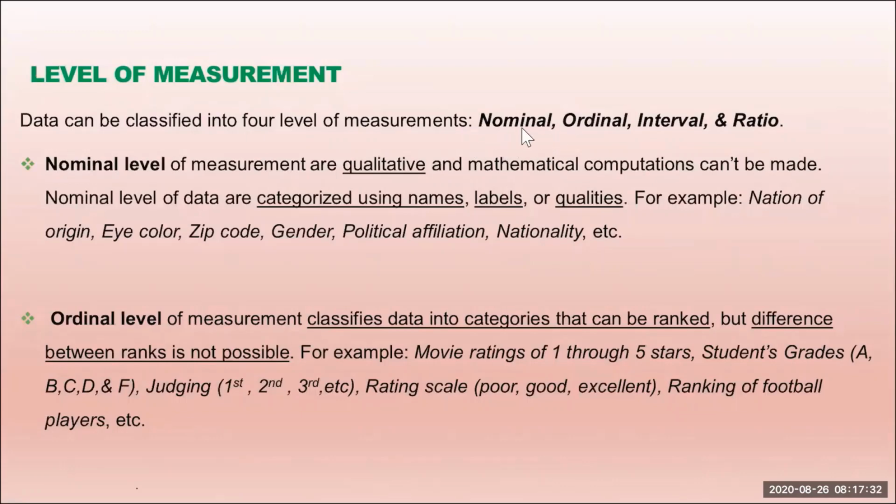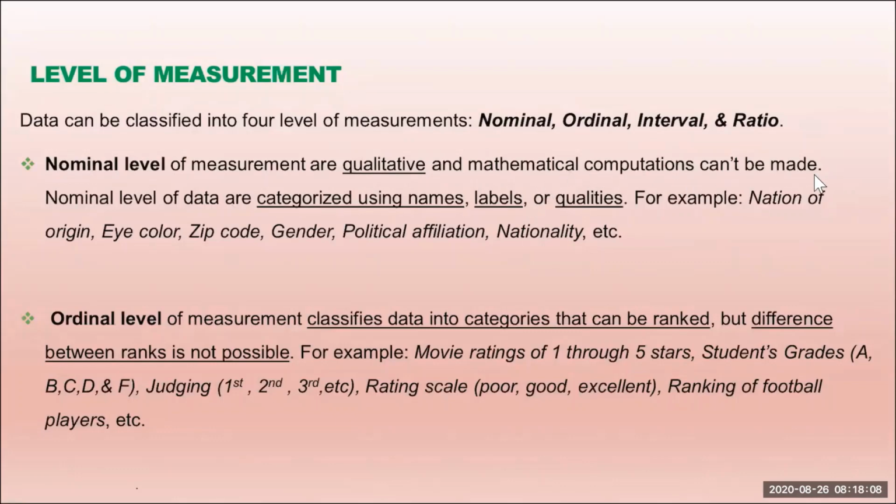And those four levels of measurements are called nominal, ordinal, interval, and ratio. These are four levels of measurements. Now we are going to understand each of these in detail. The first one, when I say nominal level of measurement, this measurement is purely qualitative. It does not involve pure numbers. If you see numbers there, you cannot add, subtract, multiply, or divide these numbers. So nominal levels of measurement are qualitative, and mathematical computation cannot be made.